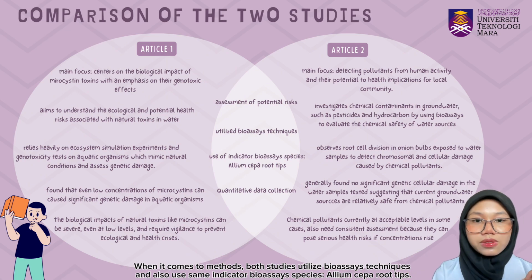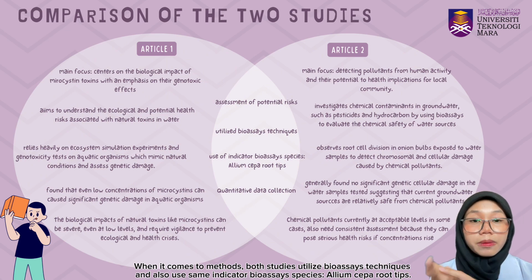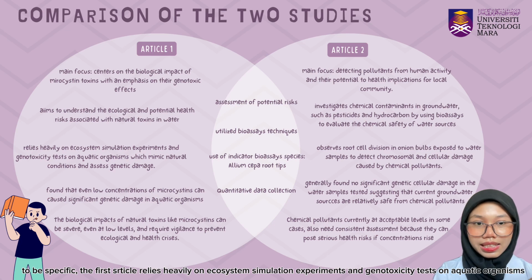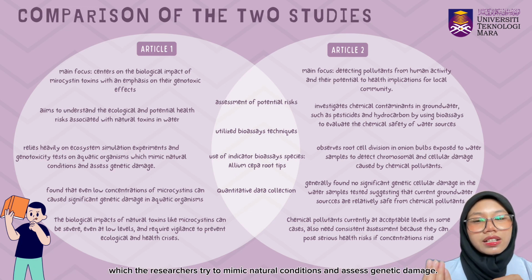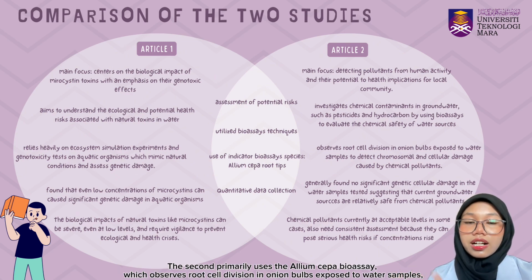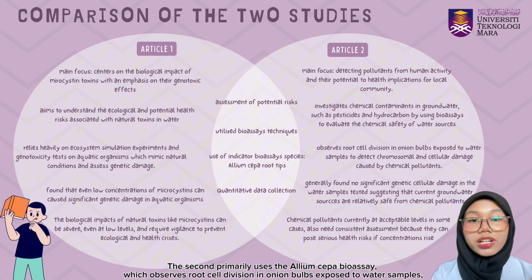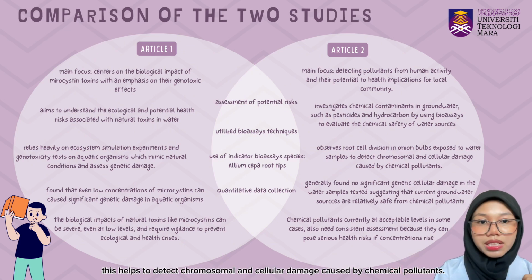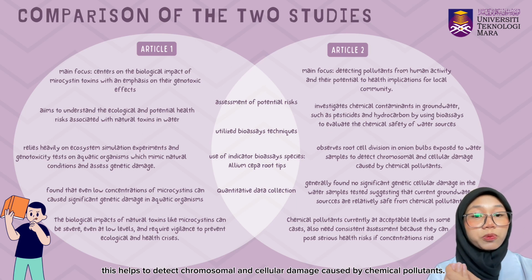Next, when it comes to the methods, both studies utilize bioassay techniques and also use the same indicator species, which is Allium cepa. To be specific, the first article relies heavily on ecosystem simulation experiments and genotoxicity tests, where the researchers try to mimic the natural condition and assess the genetic damage. The second article primarily used the Allium cepa bioassay, which observes root cell division in onion bulbs exposed to the water sample. This helped to detect chromosomal and cellular damage caused by the chemical pollutants.